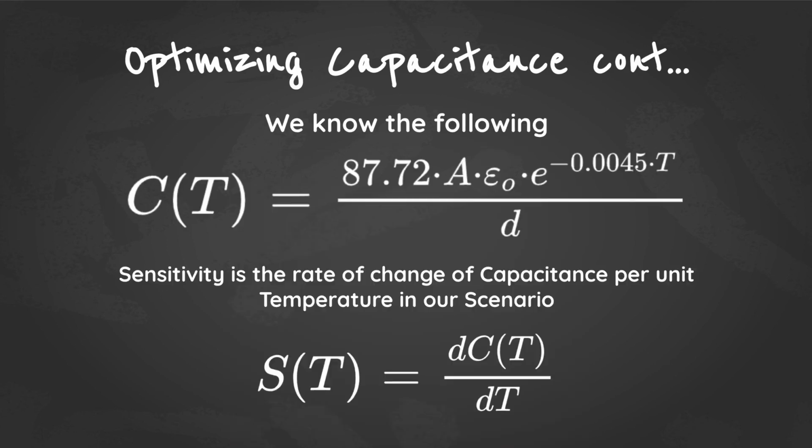Moving further, we have to optimize our capacitance equation. So on the previous slide, we derived the capacitance equation that is on the screen right here, C at t. And to optimize this equation, we have to find the rate of change of capacitance with respect to temperature. While we're doing that, there is a new term that we're defining, sensitivity. Essentially, sensitivity is the rate of change of capacitance per unit temperature in our scenario. We want to find the highest sensitivity value to optimize our capacitance. So that means S at t is equal to dC at t over dt, where t is temperature.